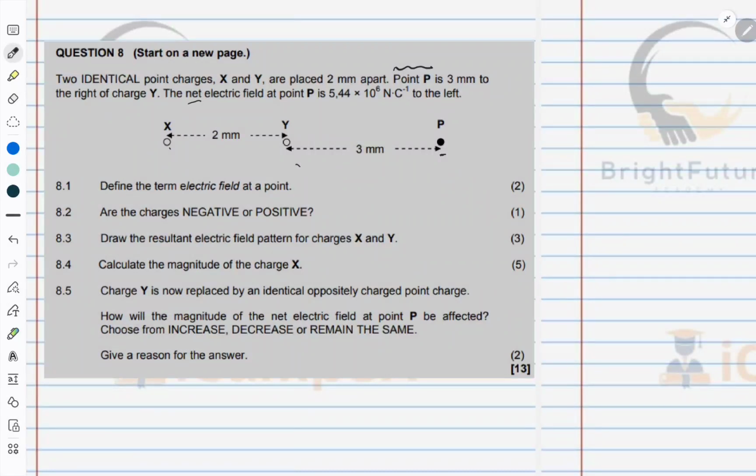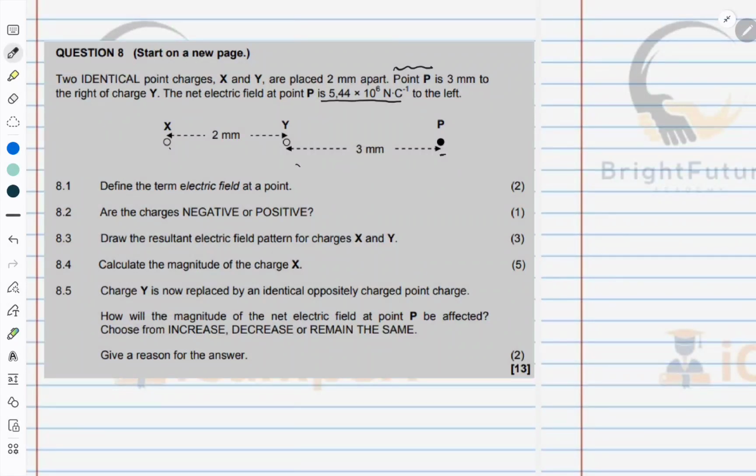And then we are told that the net electric field at point P, notice now it's electric field. It can be electric field or it can be electrostatic force. Be very careful when you read. Okay, so in this case it's electric field, and we know that electric field at a certain point is given by this formula right here, or E is simply F over Q. Depends on the scenario. You can use either formula, right? That's one thing you must note. And then we are told that it is this one.